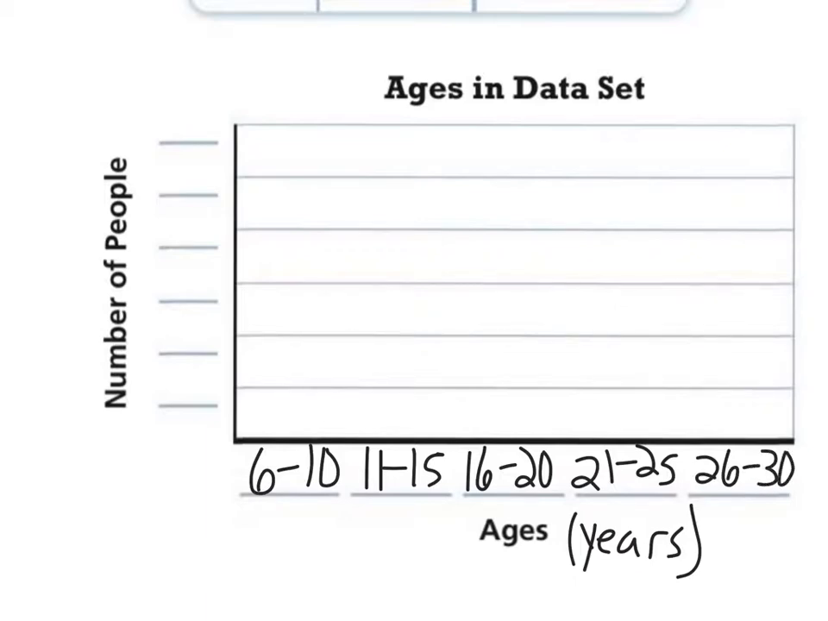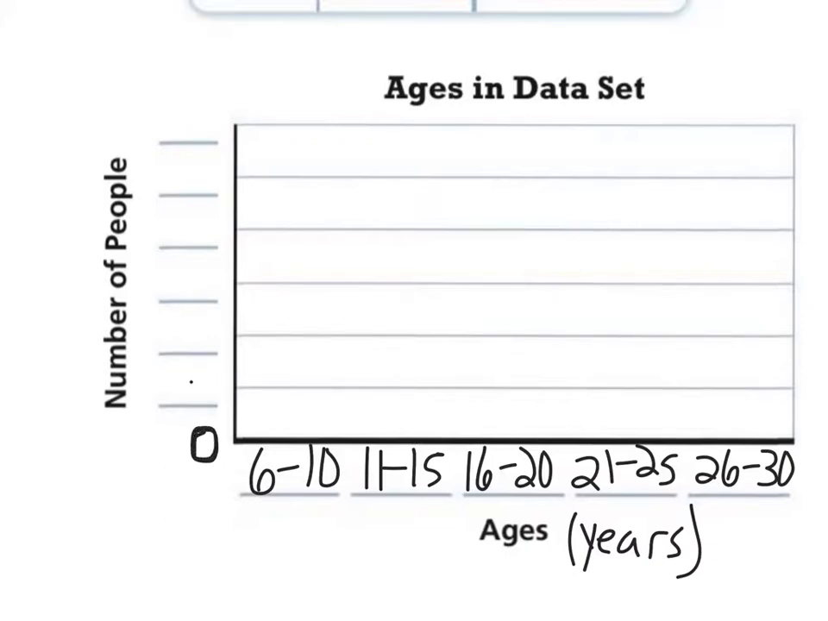And number of people, what's the highest frequency we had? 11 to 15. Okay, the highest was 5. So can we go by ones here? Is that going to work? Yeah. Okay. Now one thing they've got in my book, they didn't really put a line for it here, but they did put it for their answer.